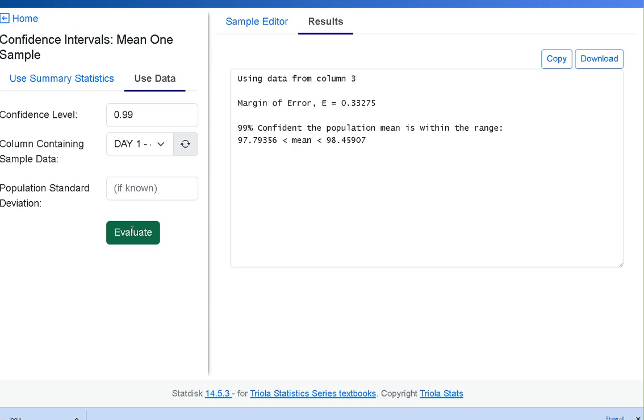All right, well, there's our confidence interval. It's 97.8 to 98.5 if we round it to the nearest hundredth. So our confidence interval is between 97.8 less than mu is less than 98.5.